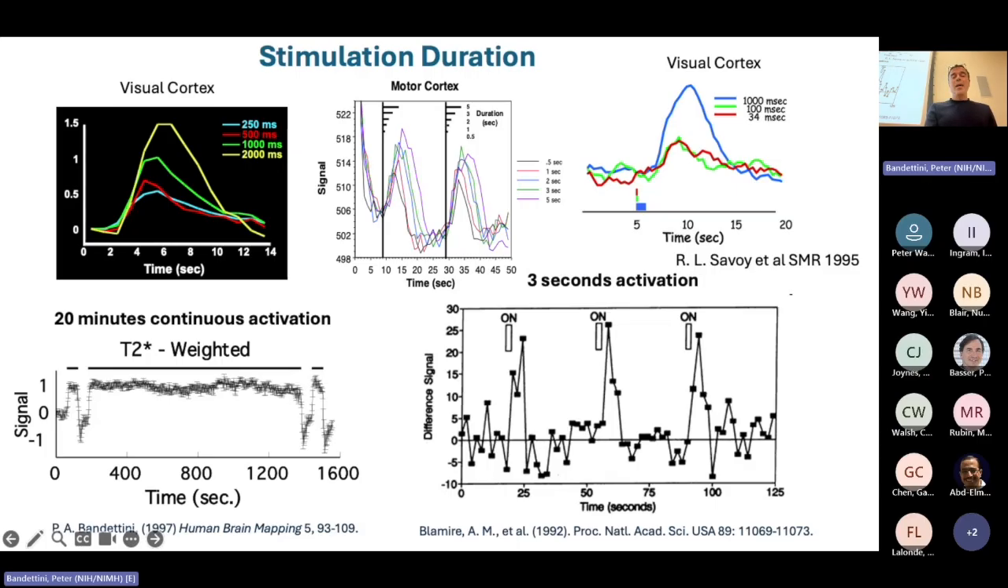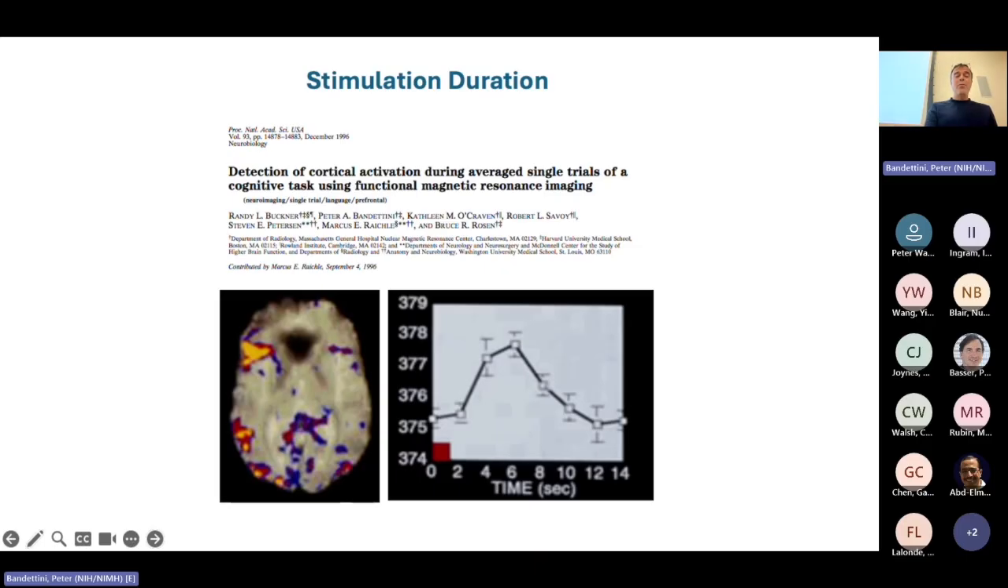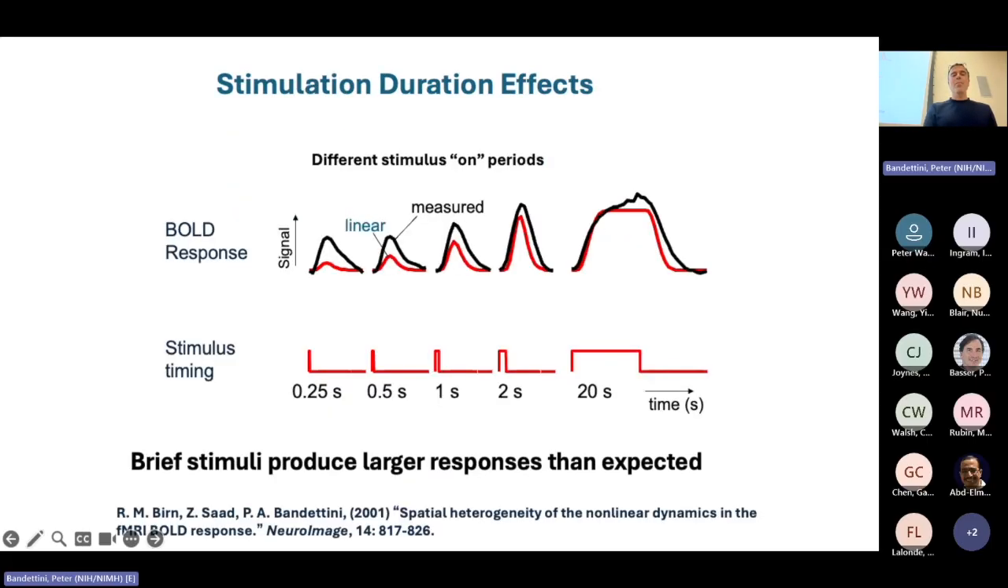As a side note, there's work with Randy Buckner. He was the first person to do event-related fMRI with more of a cognitive task. This is a word stem completion study in which subjects were seeing word stems and they had to complete them. This generated some excitement that he was able to generate an event-related response in the left anterior prefrontal cortex. And there are other probes as well.